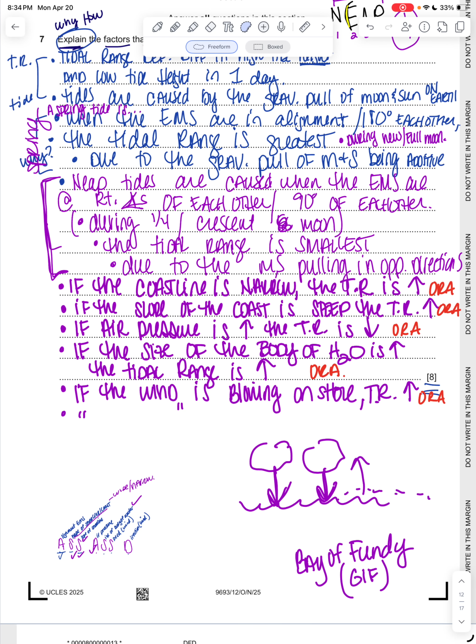Okay, if the wind speed is greater, so it's onshore and it's greater, tidal range is higher. So now we're just blowing even more water onto land.